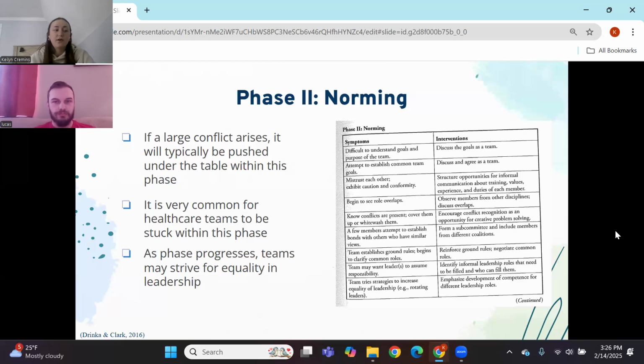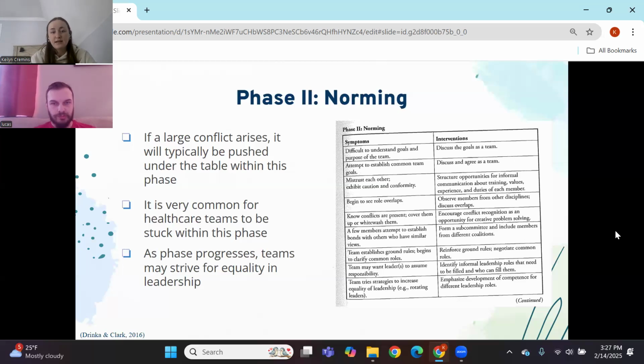So for example, if a team member does not have the appropriate skills for the job, it will not be immediately addressed. It'll just be put to the side for the time being. It is very common for healthcare teams to be stuck within this phase, and this is because if a team continuously pushes their conflicts under the table, they're more likely to try and protect their peace by retreating into their discipline-specific ways rather than truly trying to resolve their conflicts.